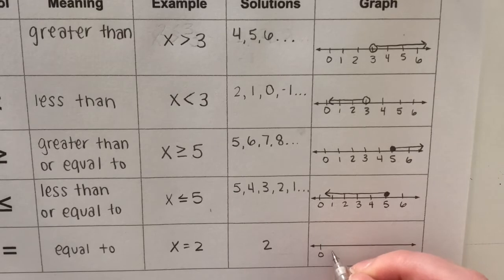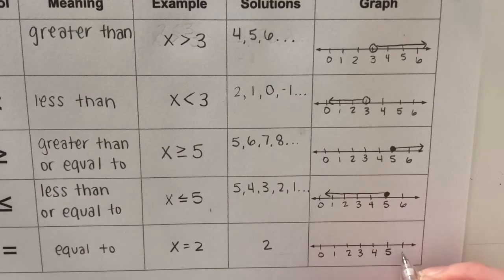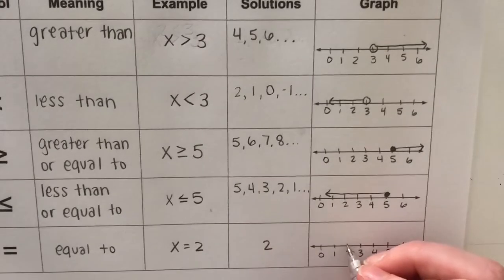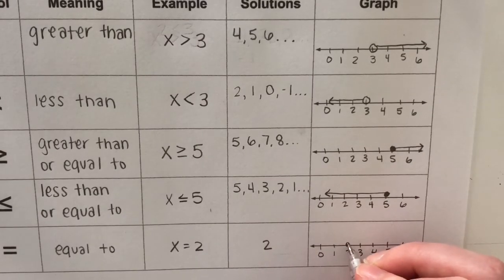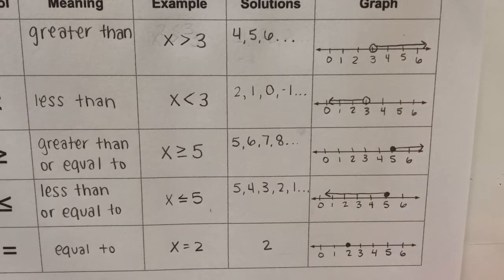So the graph of this is literally just, if x is equal to 2, I'm not going to have any arrows or anything. I would just put a dot on 2 to indicate that's my solution. Whereas a graph like this indicates that the solutions of this inequality could be 5 or anything less than 5, extending that way.